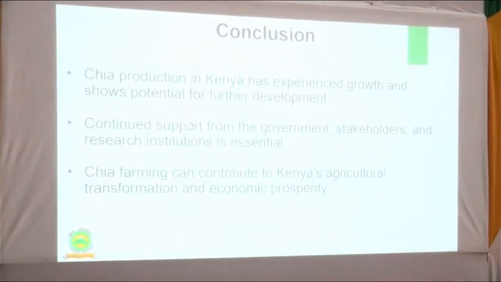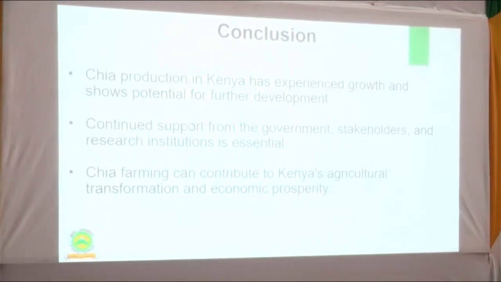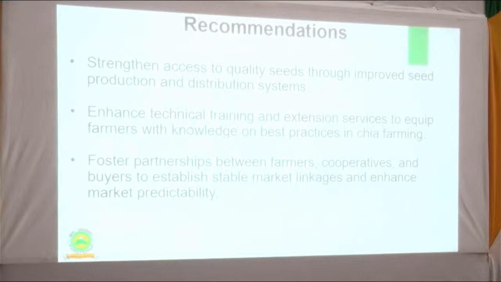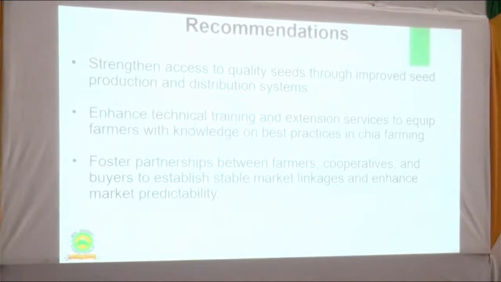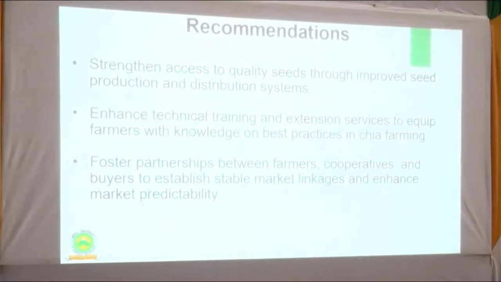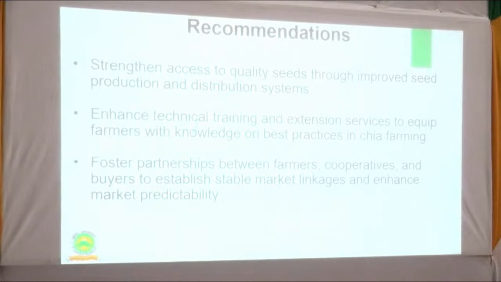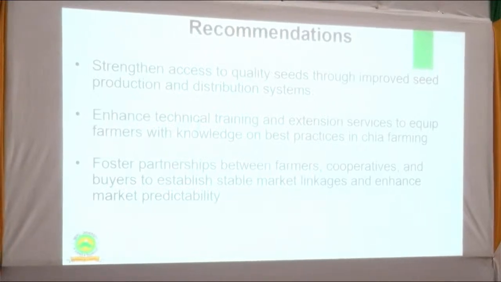In conclusion, we want the government and the other stakeholders and research institutions to come to the front and help chia to grow. Also, in recommendations, we want to strengthen access to quality seeds in terms of varieties and also enhance technical knowledge for our farmers. We need our farmers to know about chia. We need them to understand that chia is the superfood.